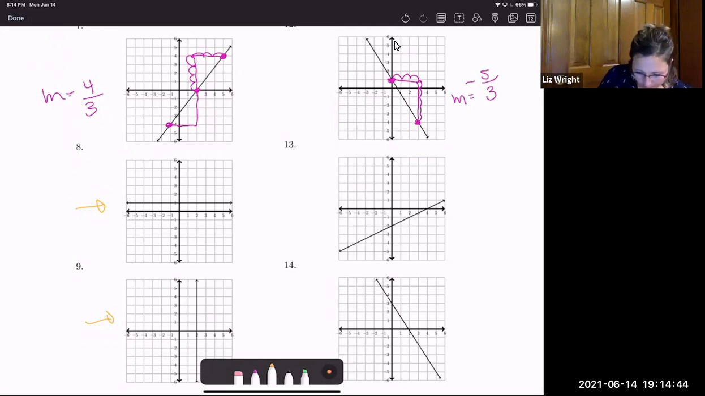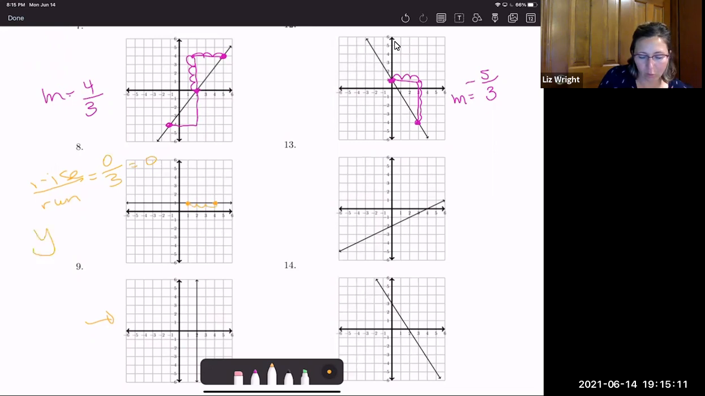Number 8, we've got good lattice points all the way across that horizontal line. And if I do my rise over my run, well, what's the rise between those 2 points? Nothing. What was the run? 1, 2, 3. What's 0 over 3? It's 0. So we're going to write our horizontal line.